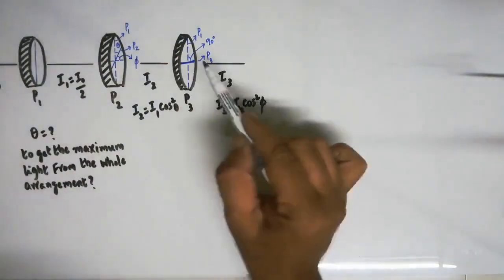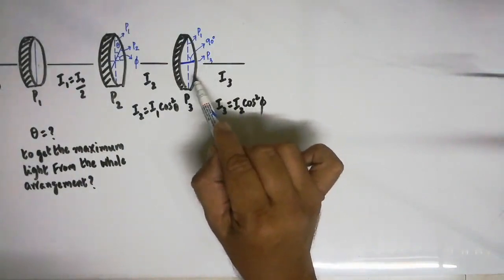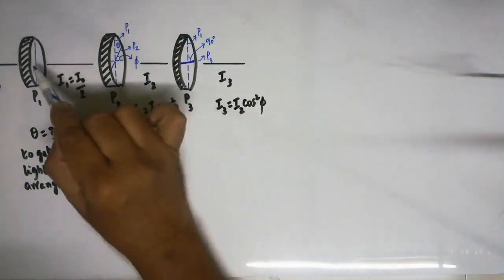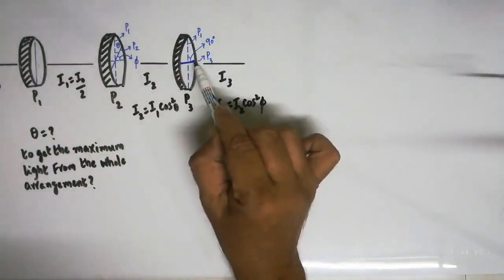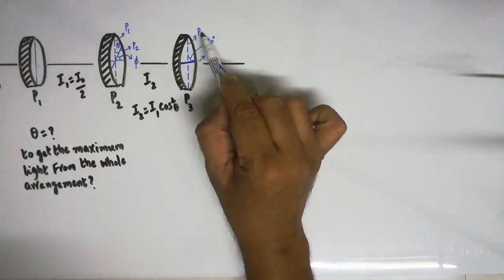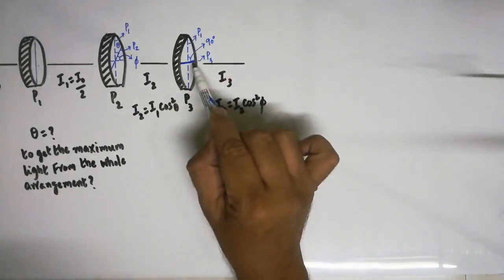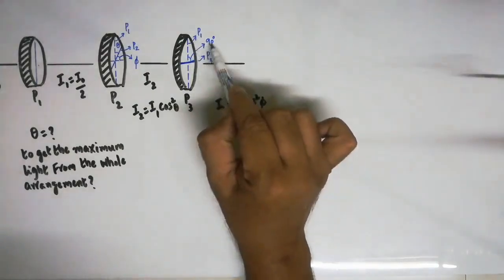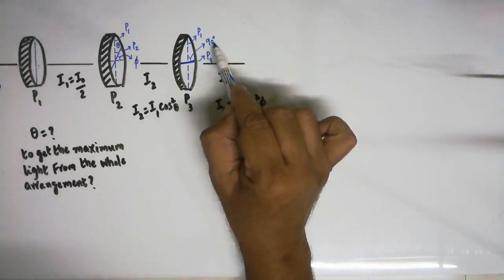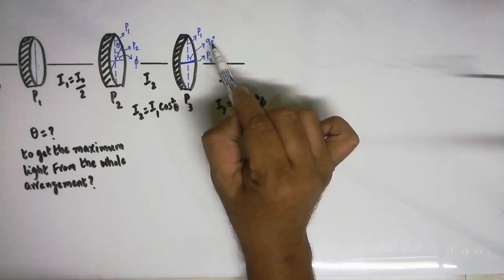And then here another polaroid is there, the third polaroid. Look at the transmission axis of the first polaroid and the third polaroid. The first polaroid's transmission axis is represented as P1, and the third polaroid's transmission axis is represented as P3. So in between P1 and P3, what is the angle? 90 degrees. Both are perpendicular to each other.